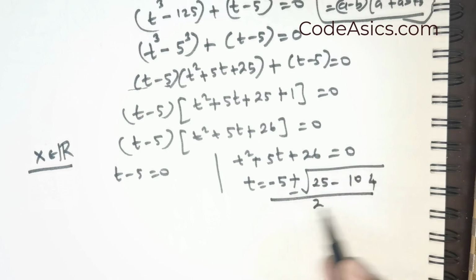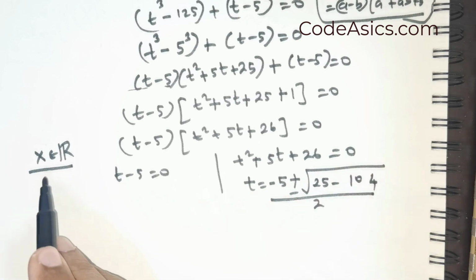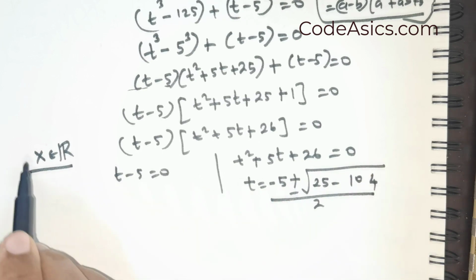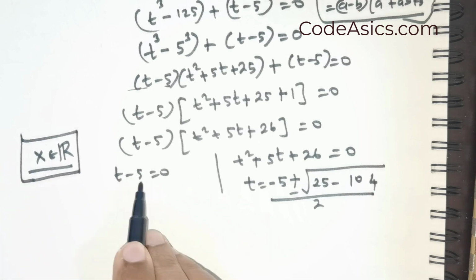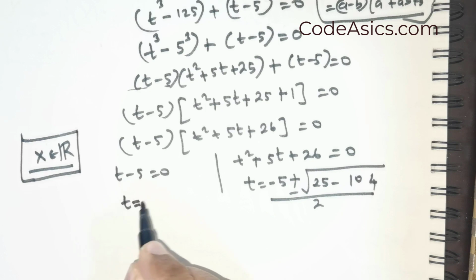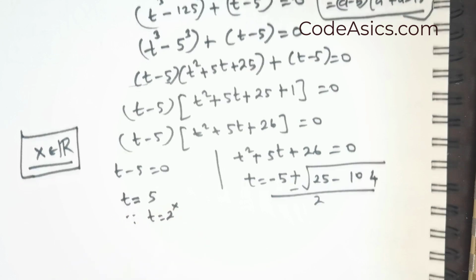So this is going to be a complex root, right? As I mentioned to you, if the focus is only to solve for x being an element of the real numbers, then this will be the only solution. So t is equal to 5 will be the only solution, but the value of t is taken to be 2 raised to the power of x, right?